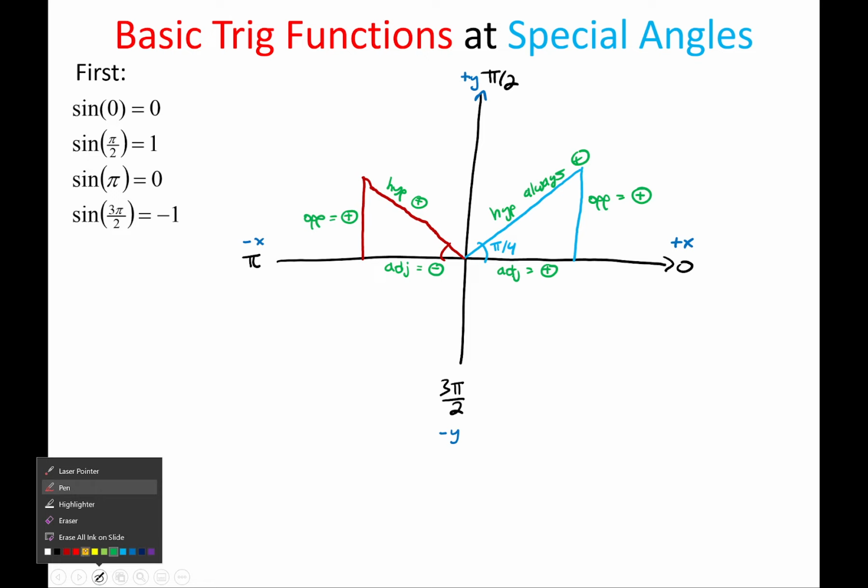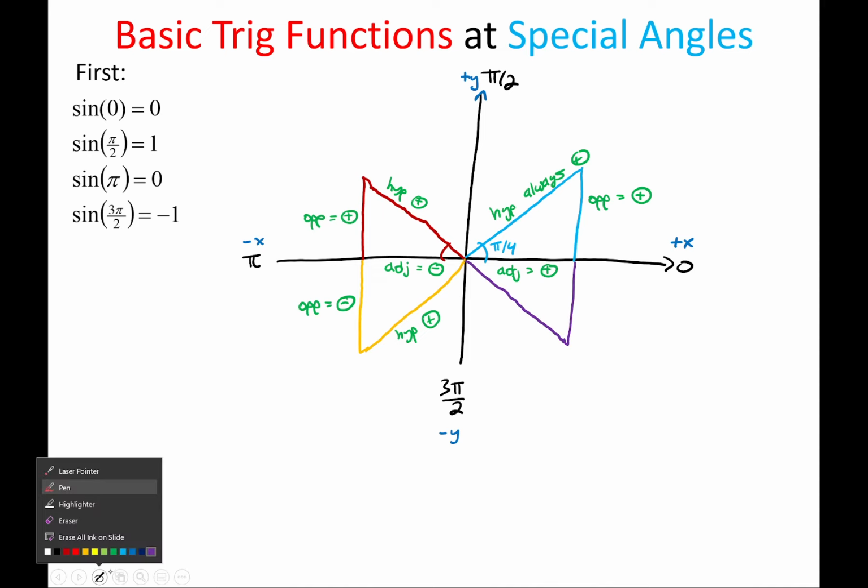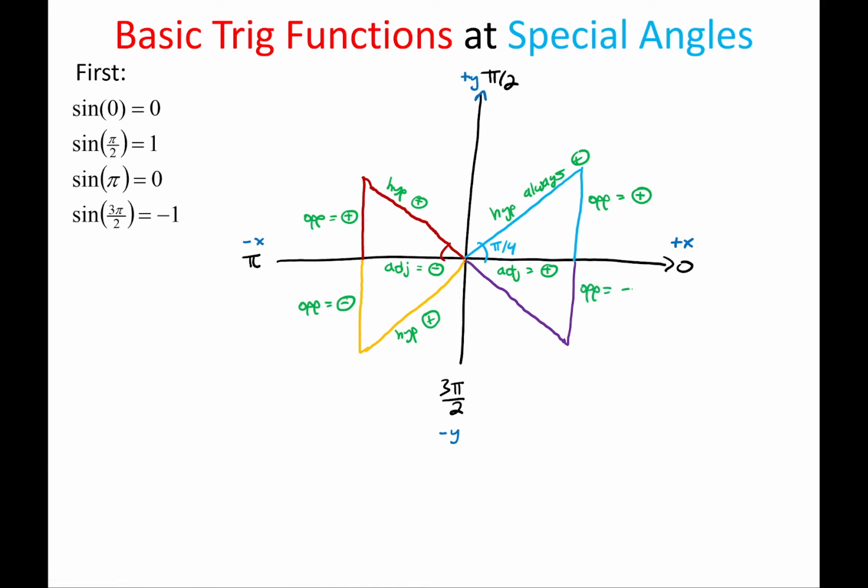Okay, and then what happens if we go down below? What if we have a triangle in the lower quadrant? So the adjacent is still negative. The opposite is also negative because it's in the negative y direction. Hypotenuse is always positive. That's going to be our convention. And then the last quadrant here, our adjacent is positive because we're in the positive x direction, but our opposite is negative because we're in the negative y direction there.